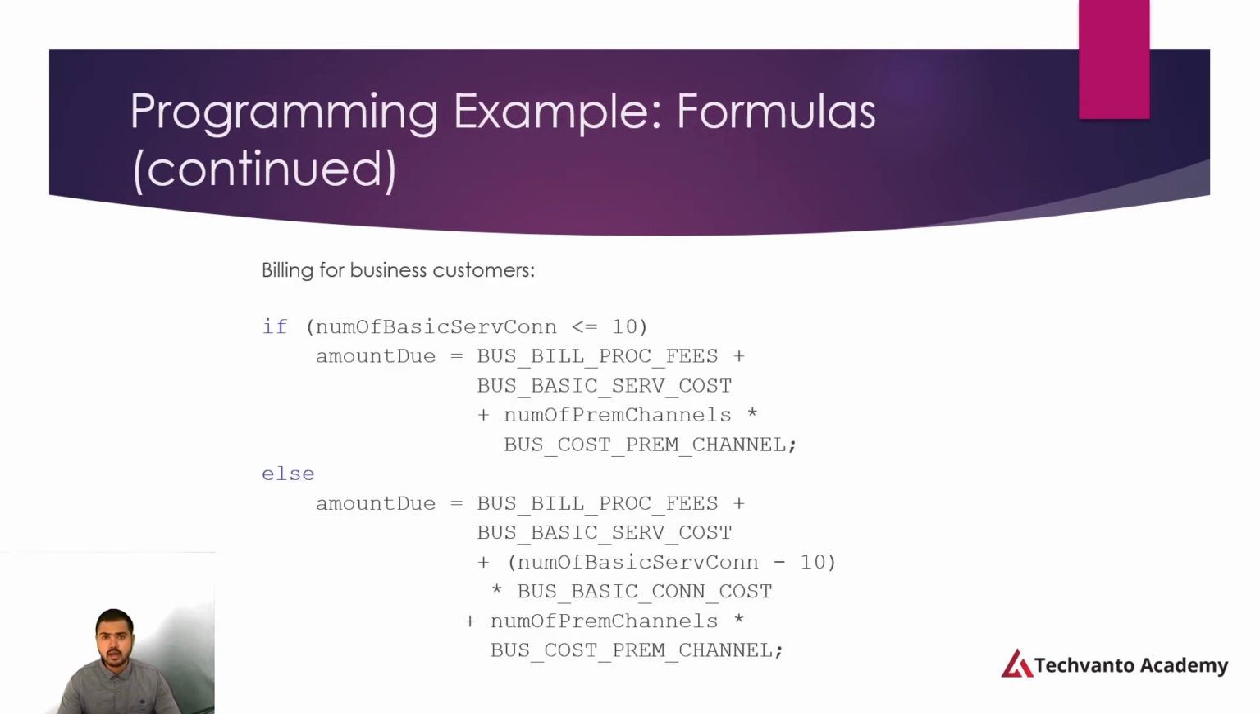For the business customer, if the number of basic service connections is less than or equal to 10, you need to apply this formula for calculating the amount due, or otherwise you can apply this other formula. You can observe in this slide which formula we are going to use for calculating the amount due for business customers.